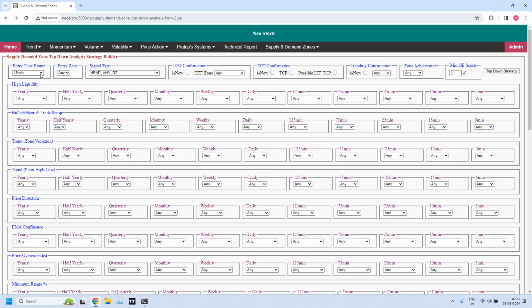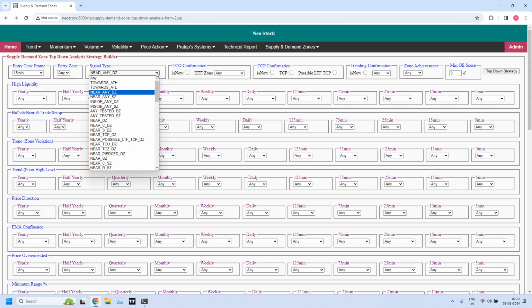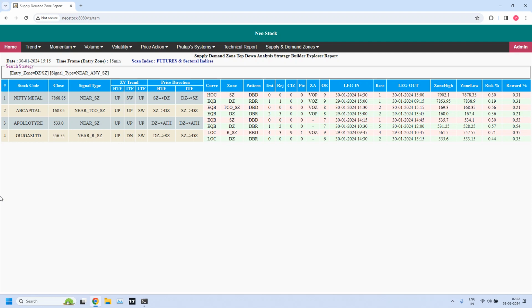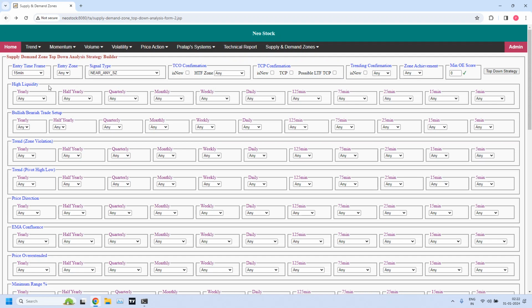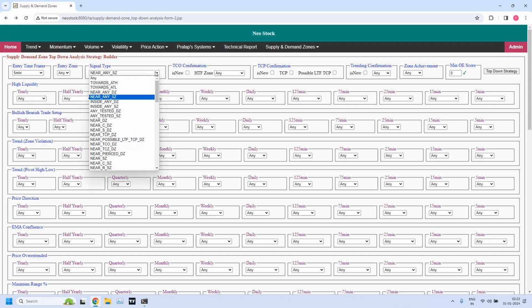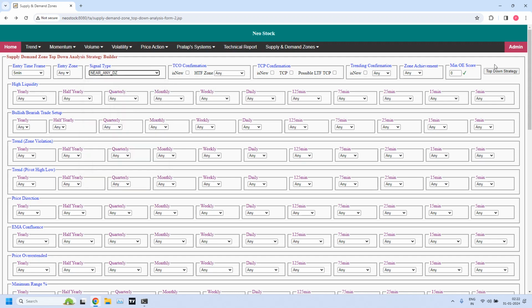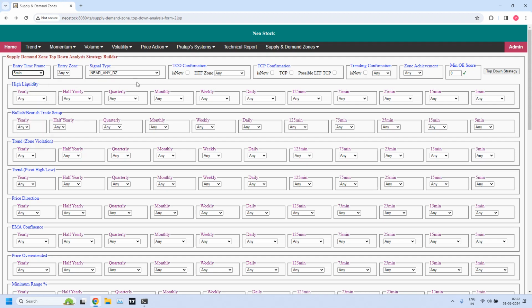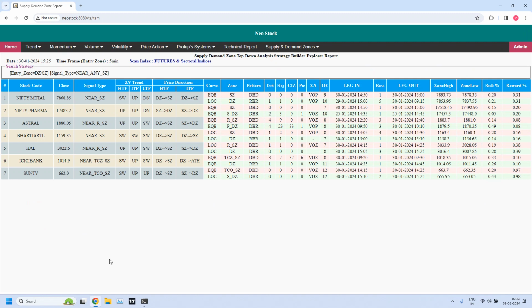So let me go back. For 15 minutes time frame, let us find the stocks near 15 minutes supply zone. So these 4 stocks are filtered. Let me go back. Let us change the time frame to 5 minutes. Let us find the stocks near 5 minutes demand zone. Only one stock is filtered. So let me go back. For 5 minutes time frame, let me find the stocks near 5 minutes supply zone. 7 stocks are filtered.